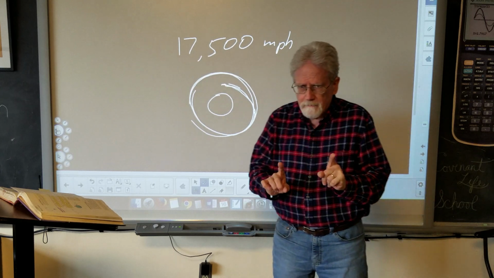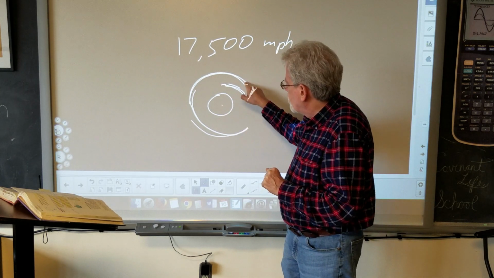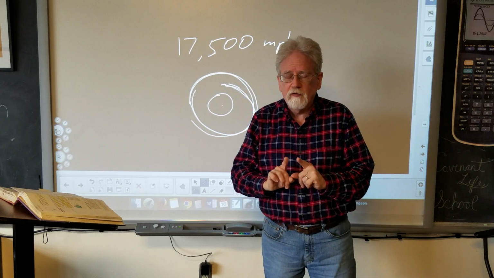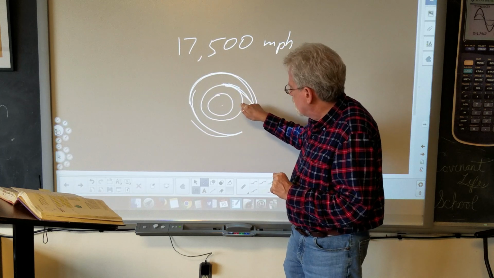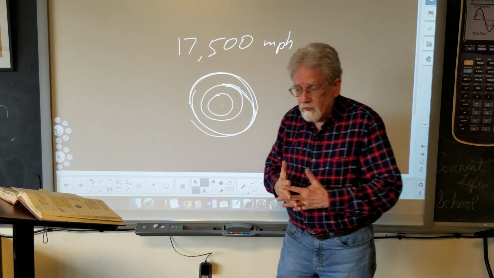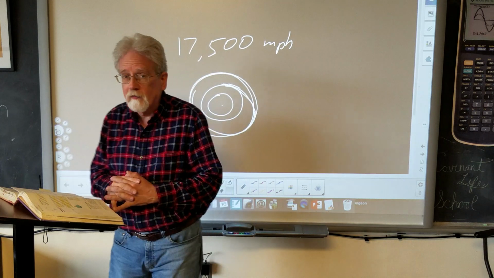But again, remember, the farther away an object is from the Earth, the slower its orbital speed. So if they change their orbit from here to out here, the final result is they'll be orbiting at a slower speed now.